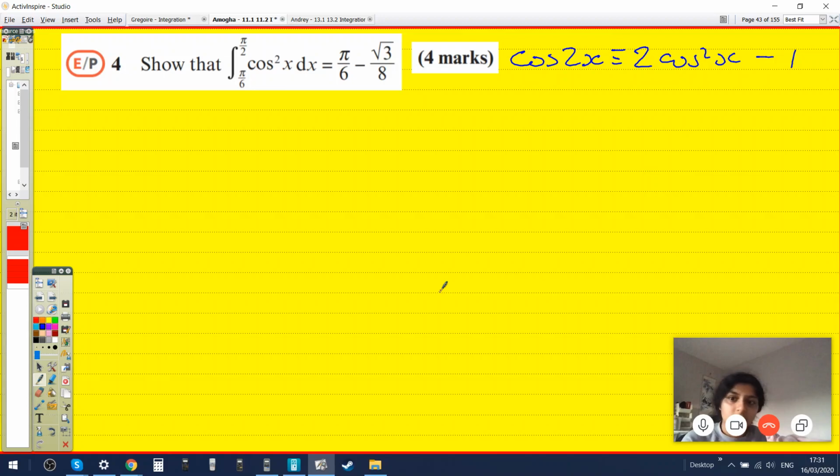So which one will we go with? 2 cos squared x minus 1. I greatly prefer that one too. So that would just be cos 2x plus 1 over 2. It's equal to cos squared x. So half.